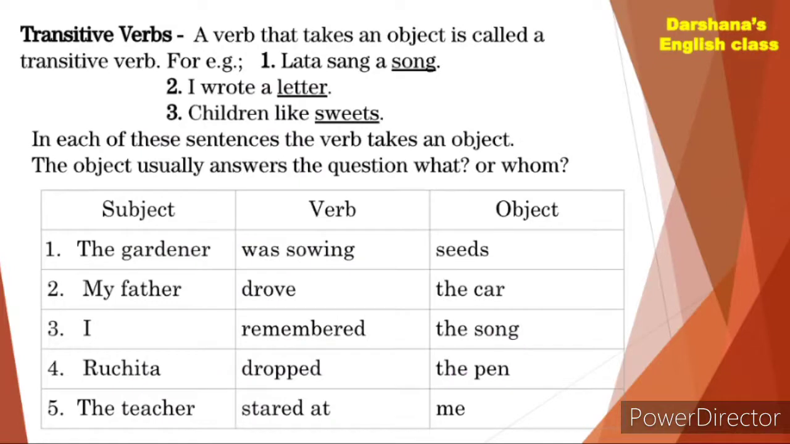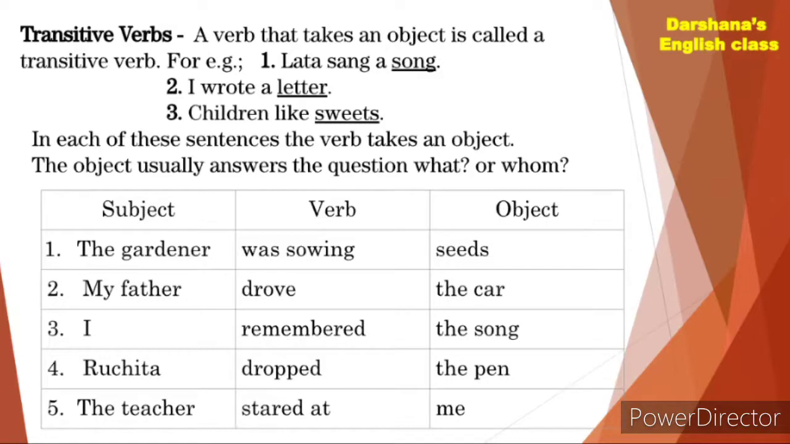Transitive verb. A verb that takes an object is called a transitive verb. For example, Lata sang a song. Now, the object is song, the subject is Lata. So here the verb is taking an object and telling us about the subject. I wrote a letter. Children like sweets. In each of the sentences, the verb takes an object. The object usually answers the question what or whom.